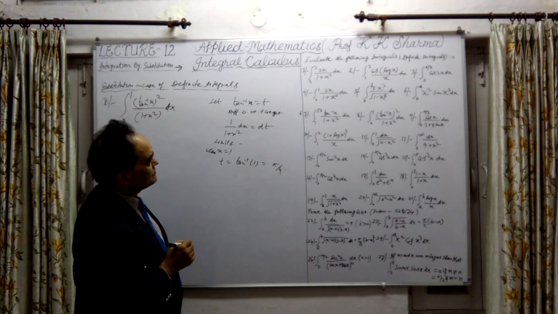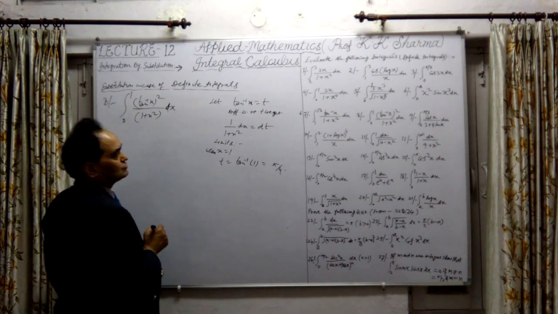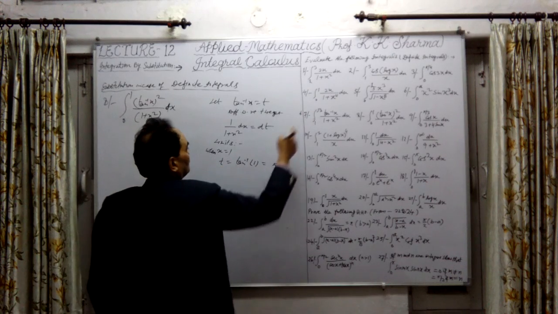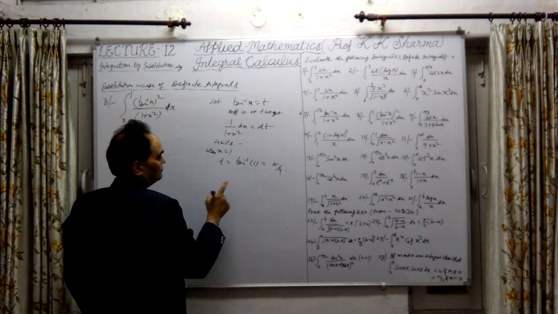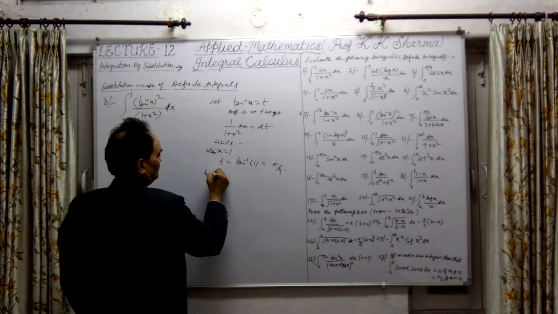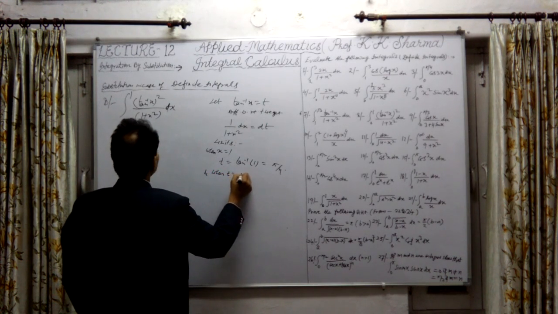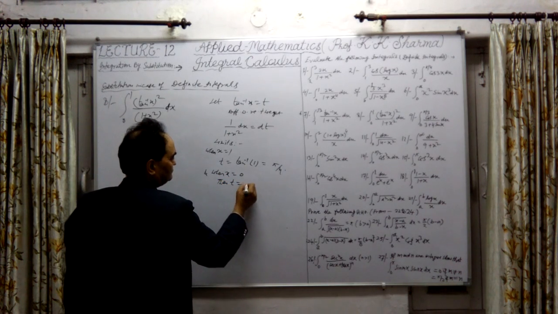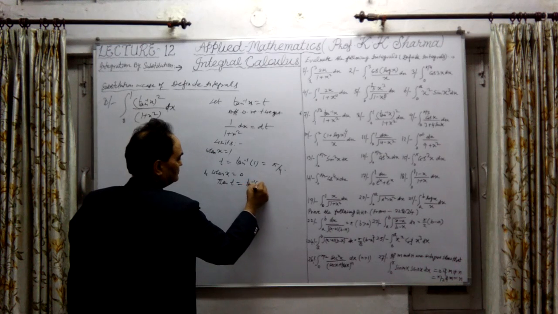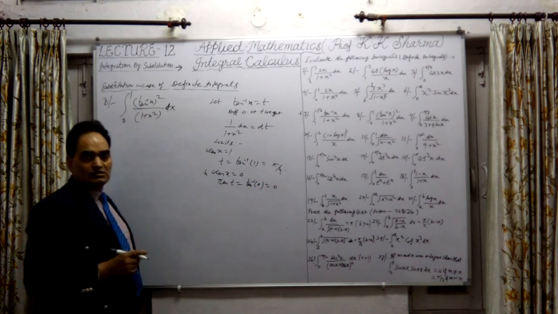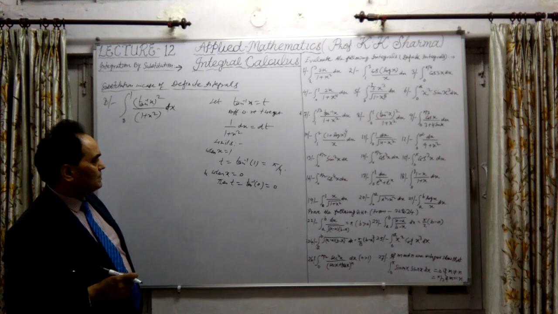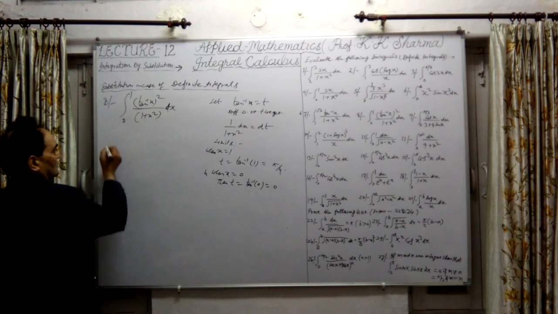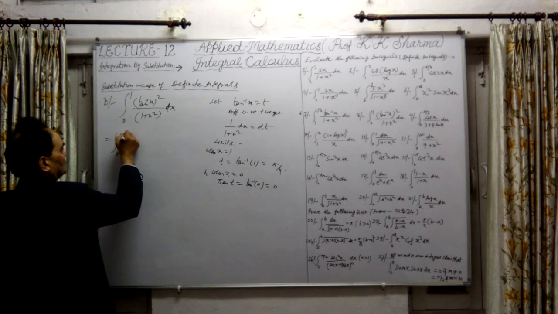This is pi by 4 here. Their limits are different here: 0 to 1, previously it was 1 to 2, 3. Okay, no problem. This is pi by 4 here. When x equal to 0, then t equal to tan inverse 0, and for 0 degree, tan inverse 0 is 0. This is 0 to pi by 4. Finally, limits are 0 to pi by 4.